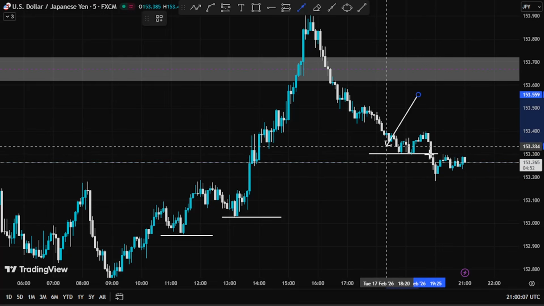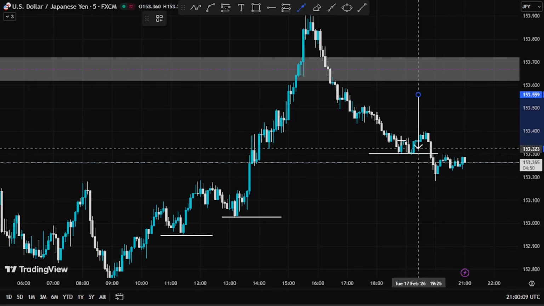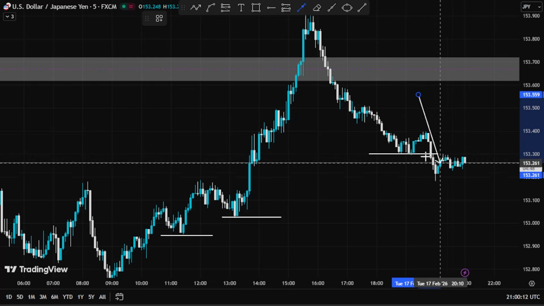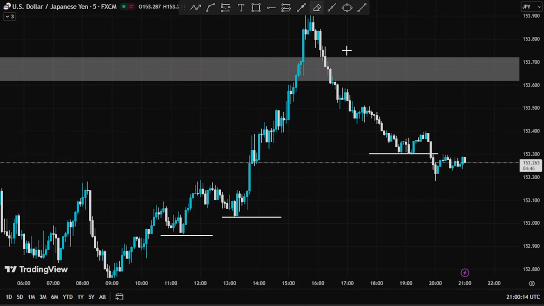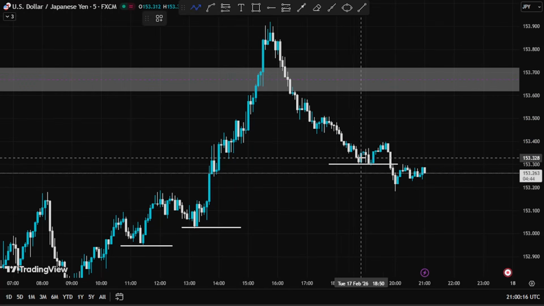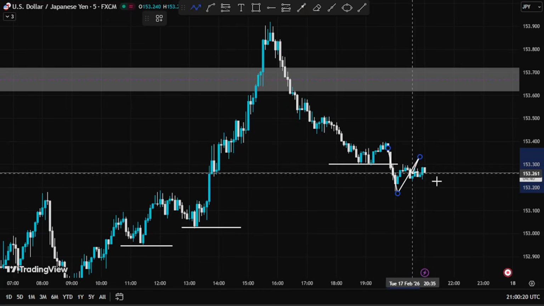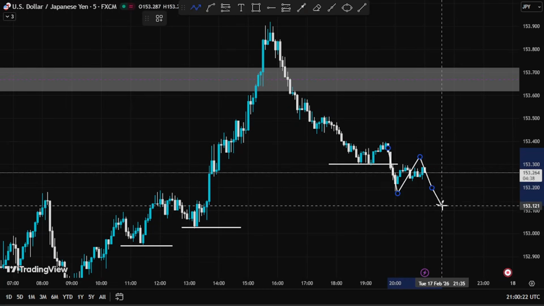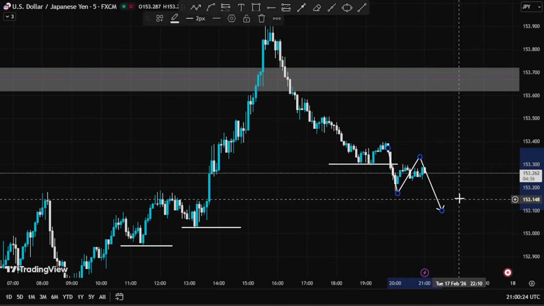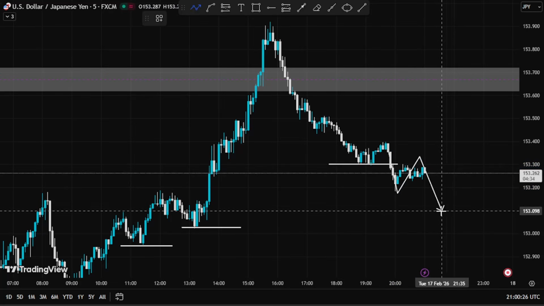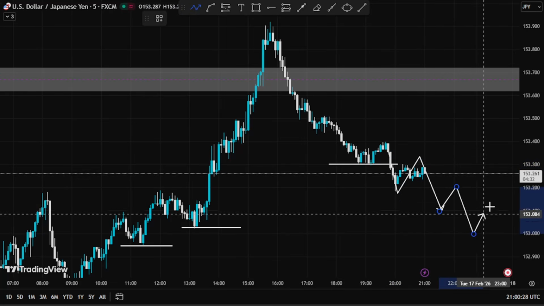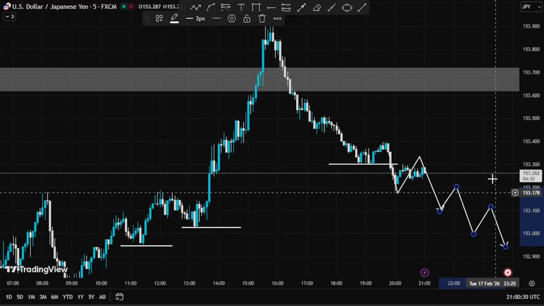So if the correction wants to occur right here, you are going to see price make a lower high. Okay, so price will make this lower high, but then when it goes down here, the correction has officially begun. Okay, so price is going to be doing something like this. Then what do you do?